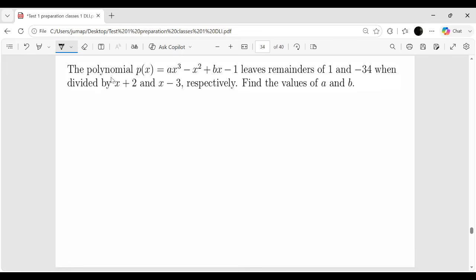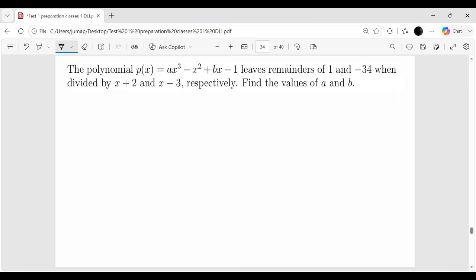This one is saying that the polynomial p of x is equal to ax to the power 3 minus x to the power 2 plus bx minus 1. It leaves remainders of 1 and negative 34 when divided by x plus 2 and x minus 3 respectively. Find the values of a and b. So you've seen this one is the remainder theorem.